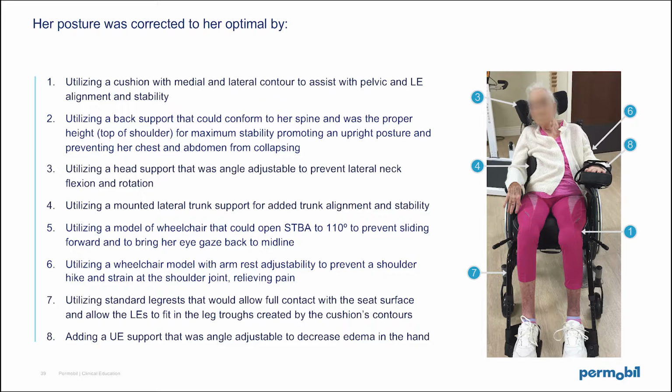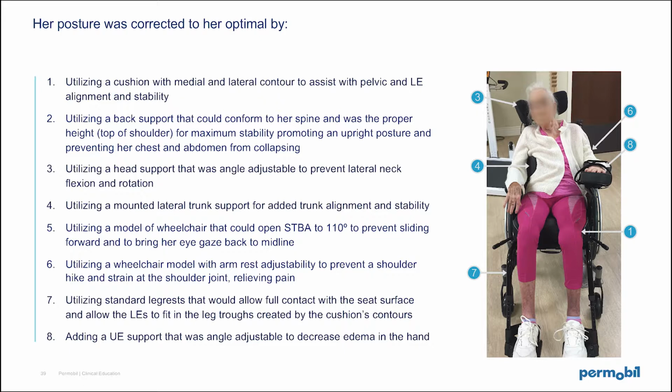I also, because I used a back support that had a hard shell, I was able to use a mounted lateral, not a foam lateral, because foam laterals really just don't give you the option of making a precise spot that needs counter pressure to really add trunk alignment and stability. So I was able to use one and put the counter pressure in exactly where she needed it.